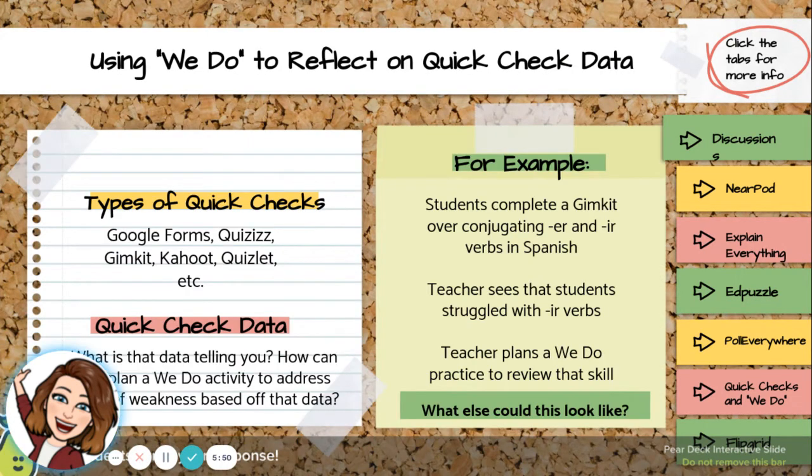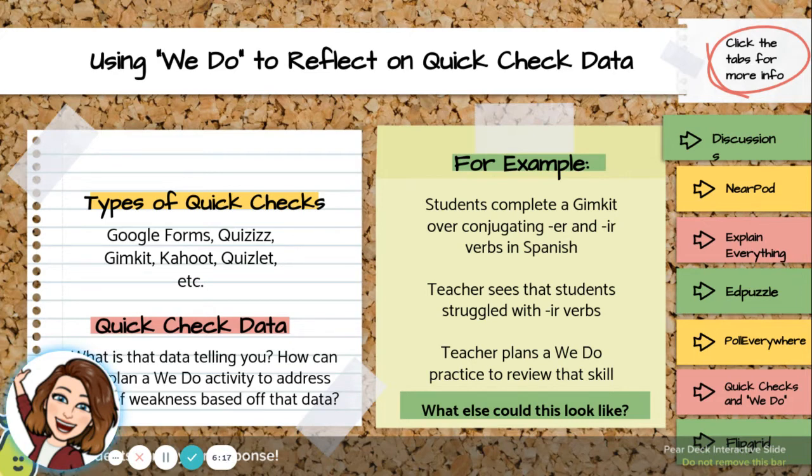An important thing to remember is that the We Do doesn't necessarily always need to come first. You could easily flip your classroom or give the kids some type of quick check and then use that data to inform your We Do. So for example, you could use a Google Form, quizzes, Gimkit, any of those online games that we love. Give that to the kids. Maybe that's part of their at-home assignment on Thursday.